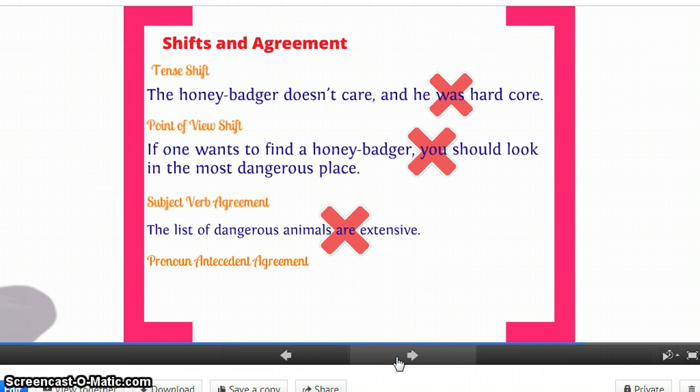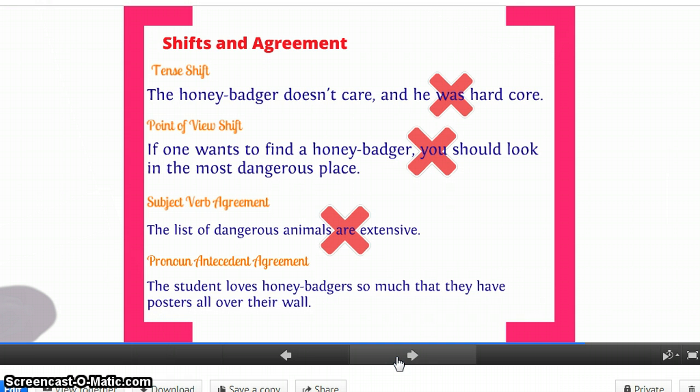Next, pronoun-antecedent agreement. So the student loves honey badger so much that they have posters all over their wall. Incorrect. Also incorrect there. There's one student, so it should be he or she. It should not be they. That makes it plural.